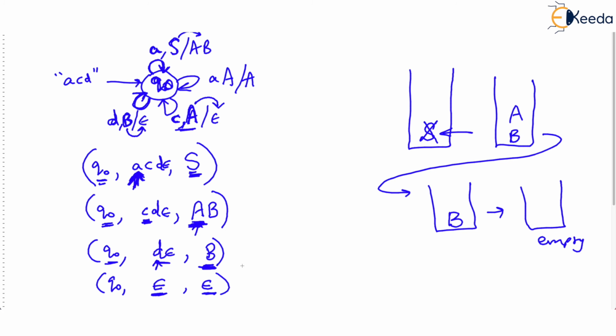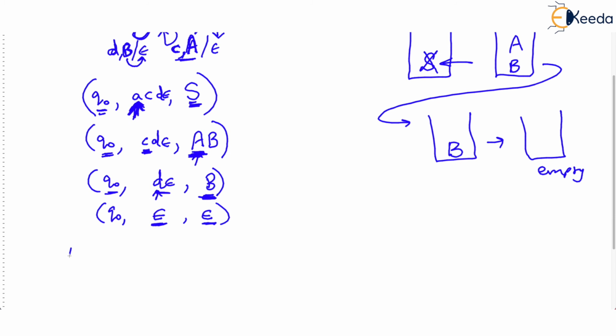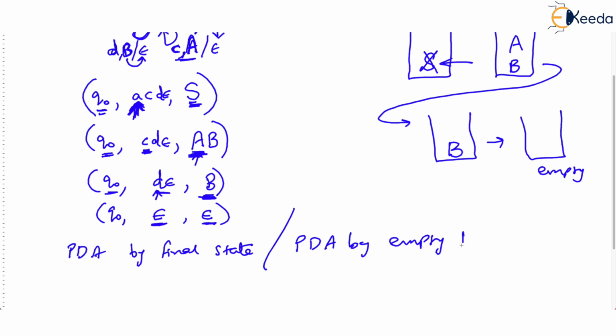So you may recall that we had a PDA of the form PDA by final state. This PDA had a final state. And the second one was PDA by empty store. This PDA that we have constructed does not have a final state, but the PDA will work on the basis of empty store. What does it mean?